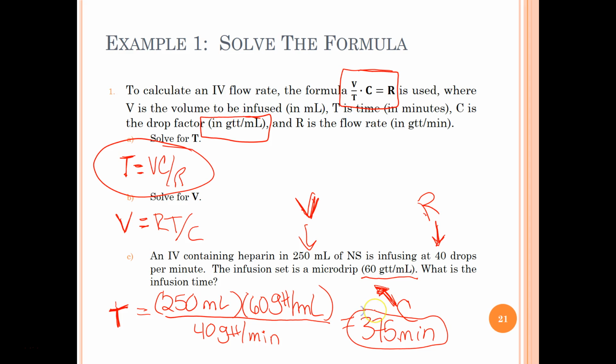In this case, this works out to being 375. And you can see your units cancel, milliliters over milliliters, drops over drops. That's how you know you're in minutes. 375 minutes, well, 360 minutes is 6 hours. So this is about 6 hours and 15 minutes. That's how long it's going to take for 250 milliliters of the normal saline to infuse in the body based on these constraints.